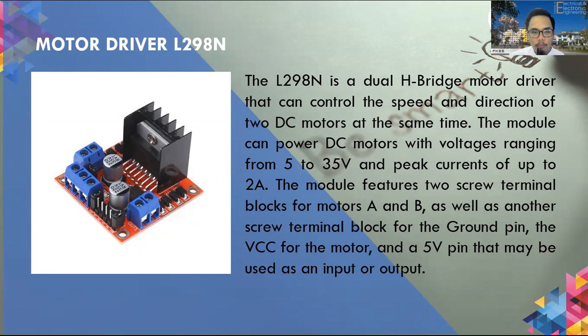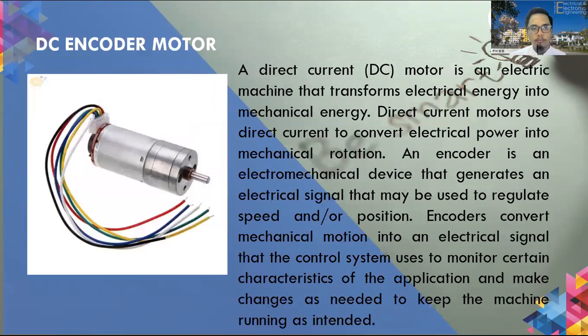The module can power DC motor with voltage range from 5 volt until 35 volt and peak current of up to 2 ampere. The module features 2 screw terminal blocks for motor A and motor B, as well as another screw terminal block for the ground pin, the VCC for the motor, and a 5-volt pin that may be used as an input and output.